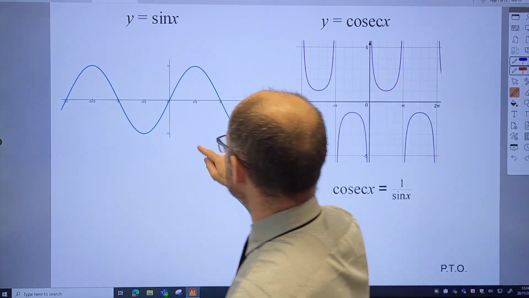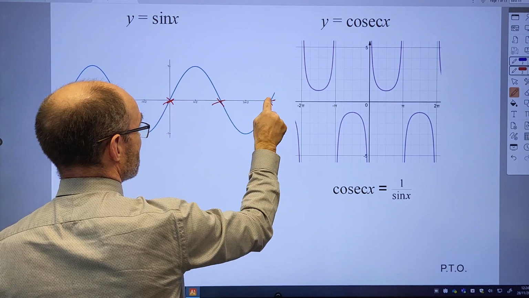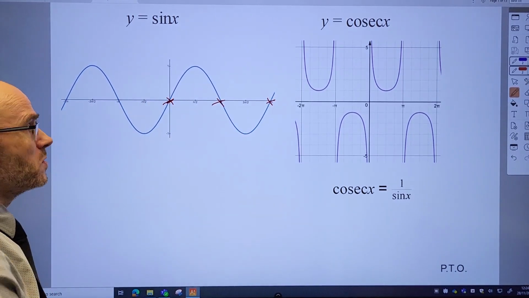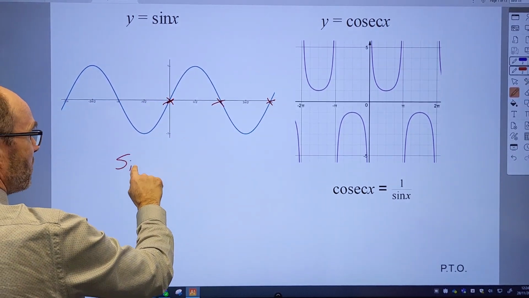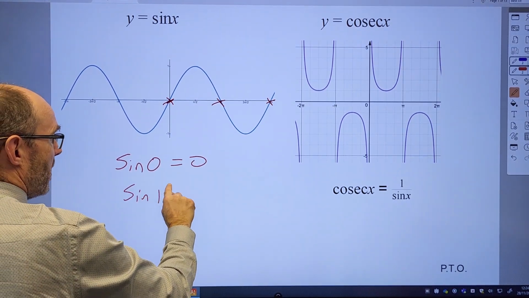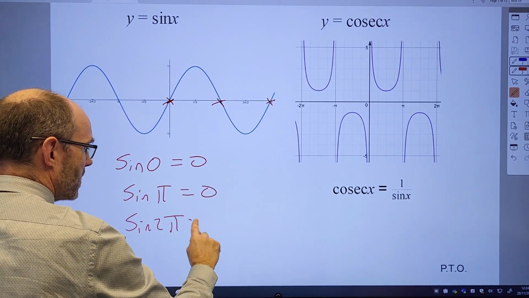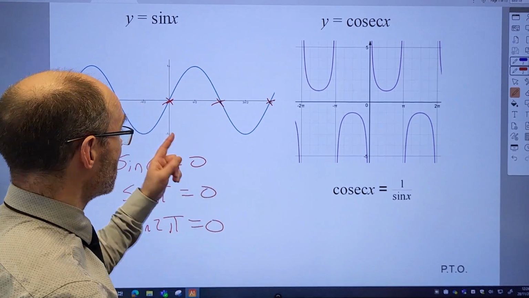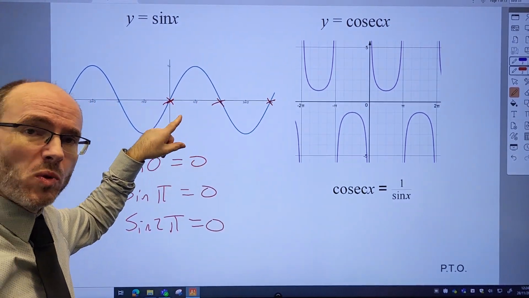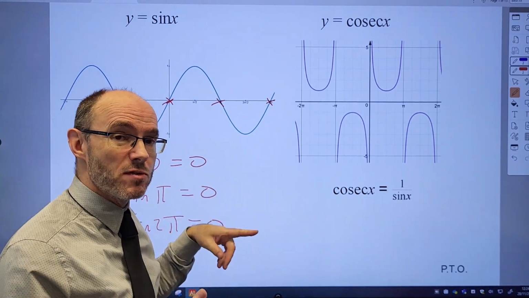So critical points are here, where it crosses the x-axis. So 0, pi, 2 pi. You've got sine of 0 equals 0, sine of pi equals 0, and sine 2 pi equals 0. That's why it crosses the x-axis. So when you do the reciprocal, you've got 1 over 0, which is undefined. It tends towards infinity. And that's why you've got asymptotes.